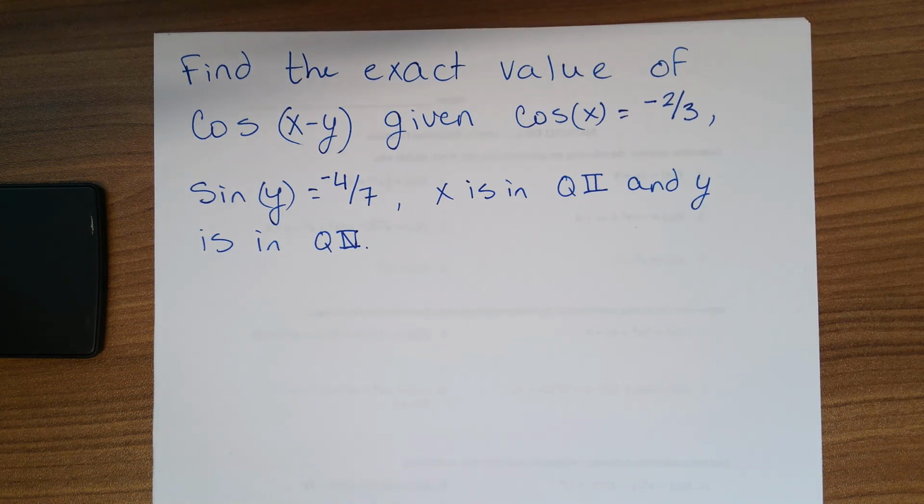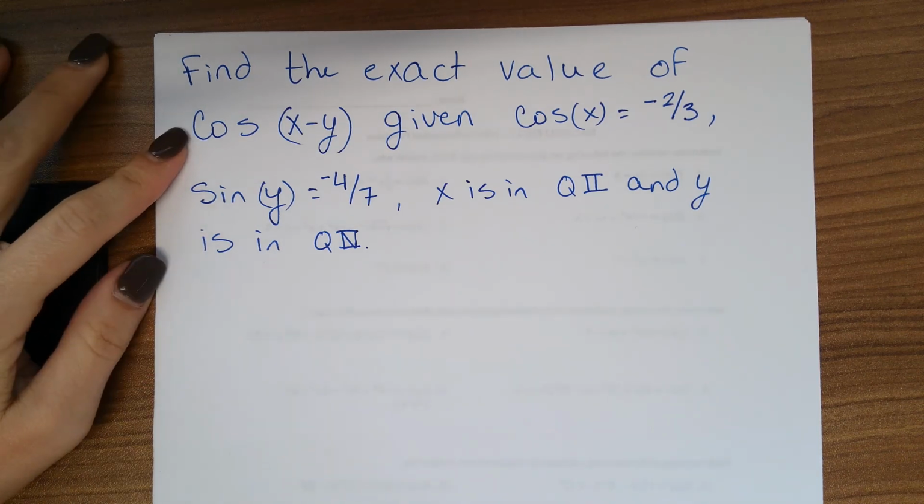Okay, we want to find the exact value of cosine of x minus y, given cosine of x is equal to negative 2/3, sine of y is equal to negative 4/7. Angle x is in quadrant 2, and angle y is in quadrant 4. So the first thing we'll do is look at what we're actually trying to find.